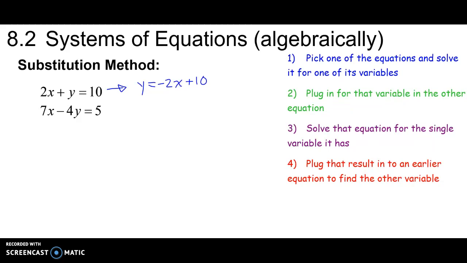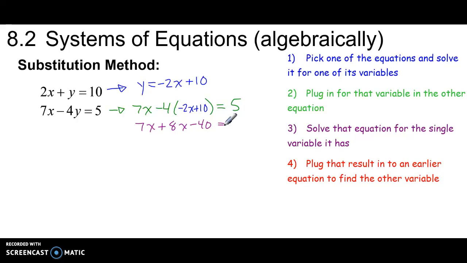Then the second step is plug in for y in the other equation. So in the other equation, where we used to have y, we're going to put in the thing that y is equal to. Y is equal to negative 2x plus 10. So instead of writing y, I write negative 2x plus 10 instead. And that looks a little messy for a second until you realize, hey, there's only x in this equation now. We only have one variable. So if there's only one variable, do the thing you know how to do and solve for x in this equation. So negative 4 needs to get distributed in.